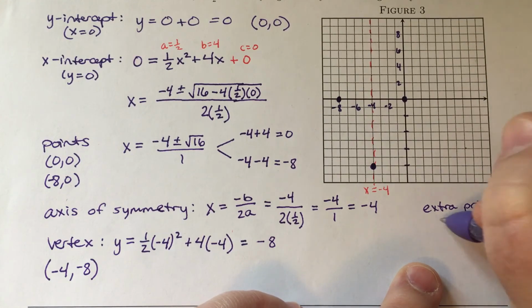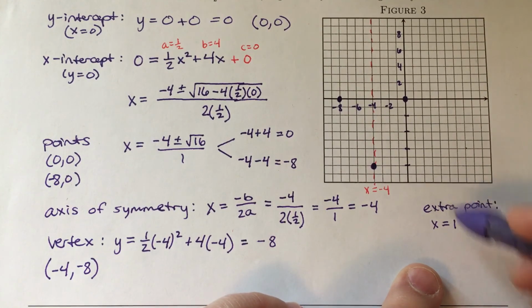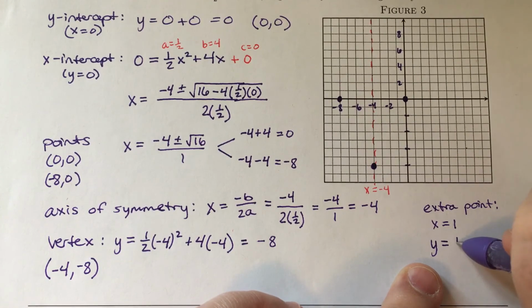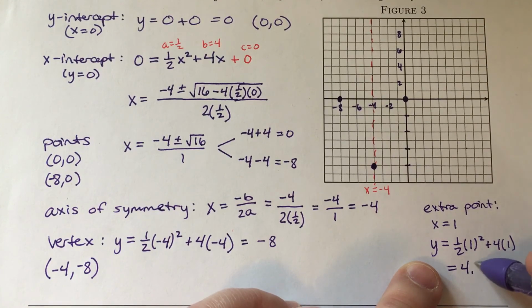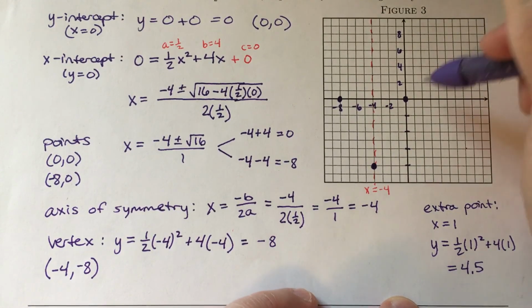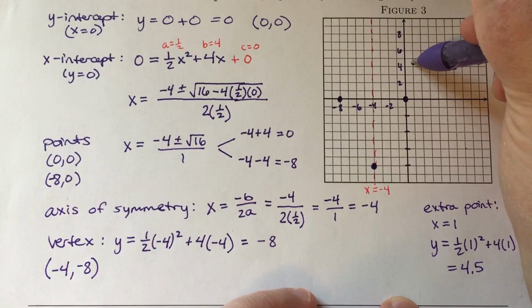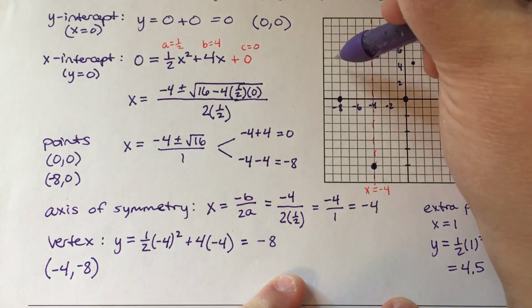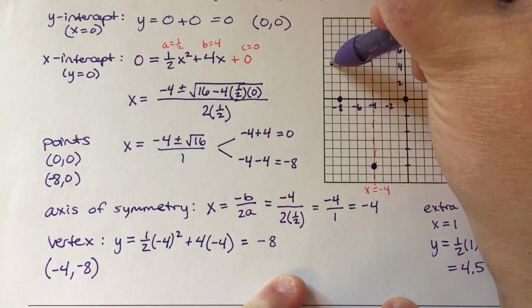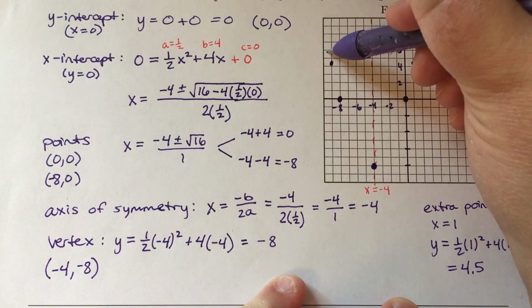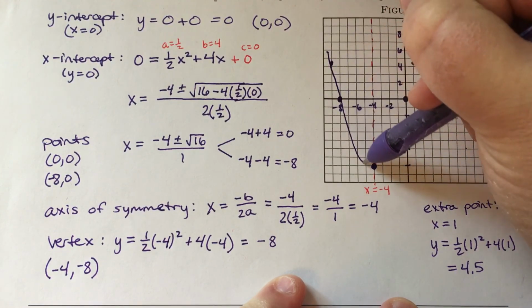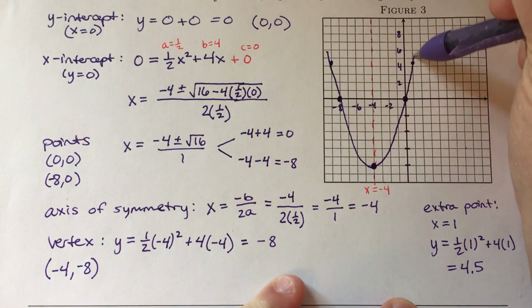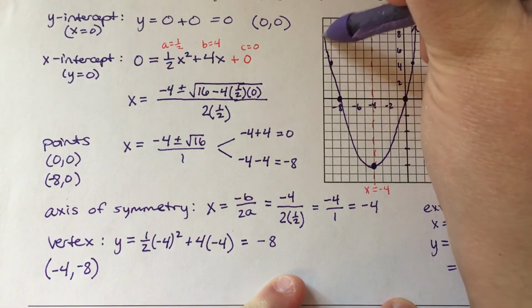So extra point, let's just plug in x equals 1 into the original formula. y equals 1/2 times 1 squared plus 4 times 1, which is just going to be 4.5. So (1, 4.5). We can use the axis of symmetry to get another point over here. And then that's starting to look a little bit more clear what this is going to be like. But if in doubt, you can always get more points too.